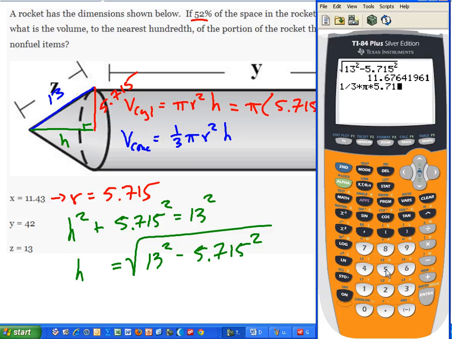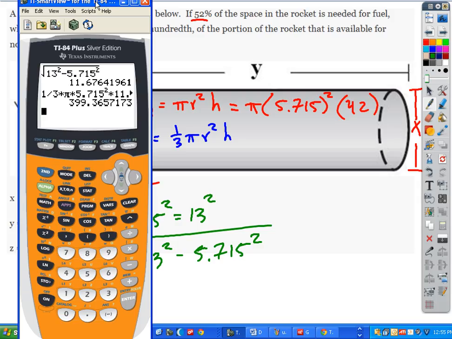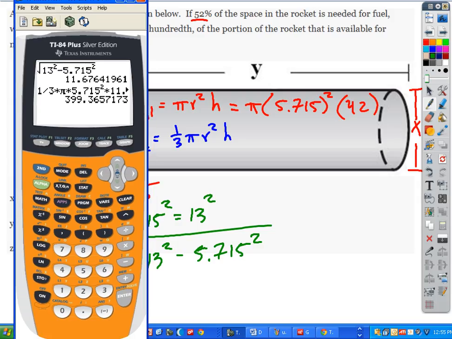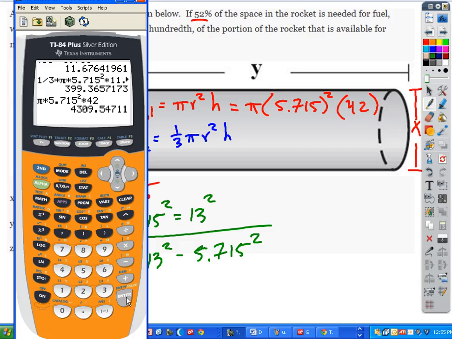Okay, to get the volume of the cylinder, that's even easier, right? Right there. So pi times 5.715 squared times 42, and there's the number for the volume of the cylinder. So how do I get the total volume? Add them up. So we'll take that last answer, which is the cylinder, plus the number for the cone volume, gives us the total volume.